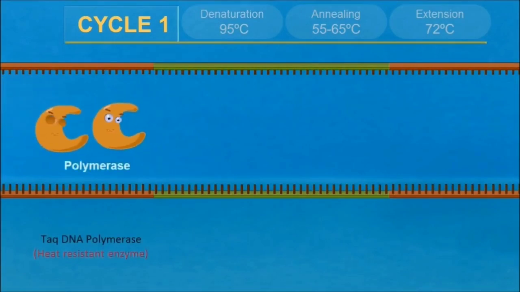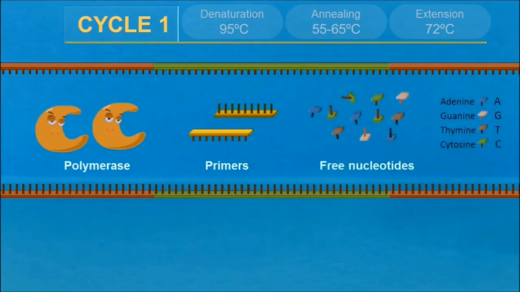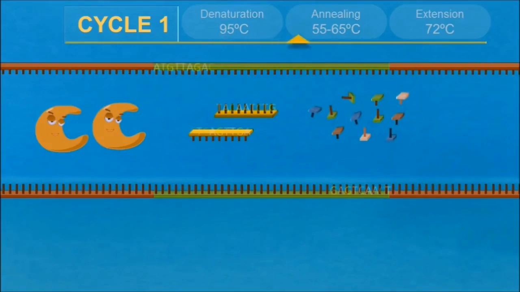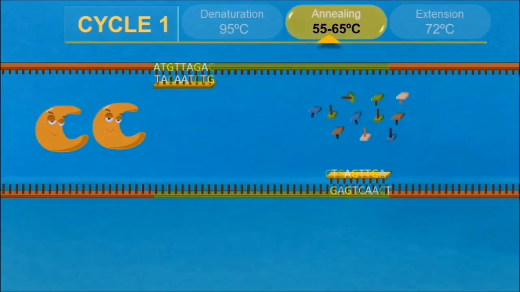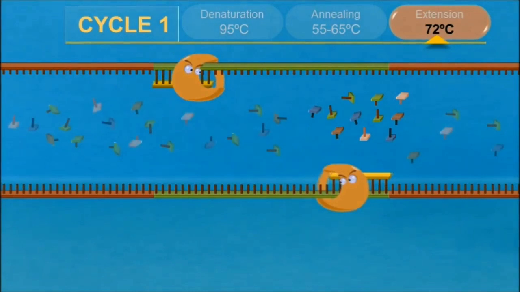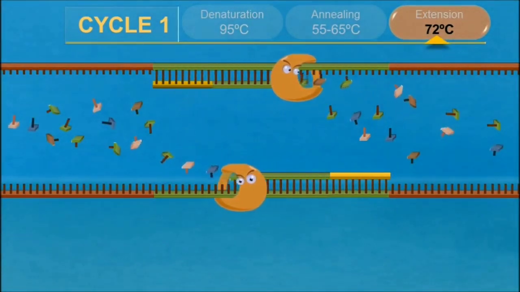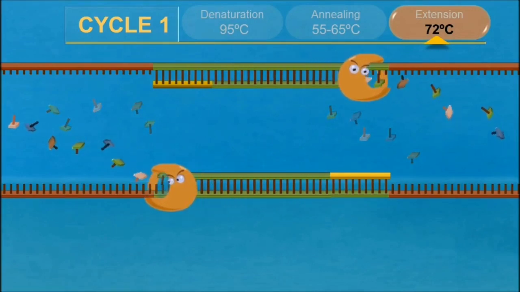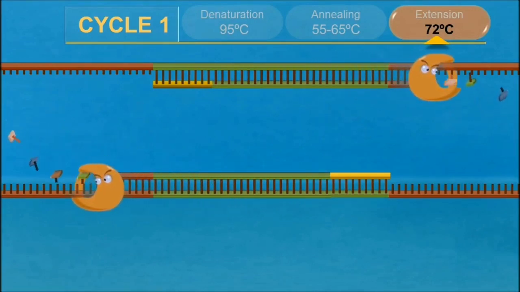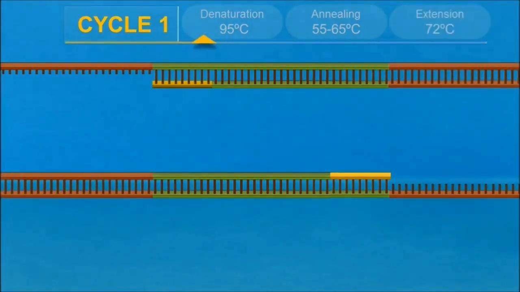We have already added the ingredients: the DNA polymerase, for example Taq polymerase, the primers, and the free nucleotides. These are the raw materials. Then the second step is the annealing step. In the annealing step, primers will get attached to each template. Then comes the extension, which is carried out at 72 degrees centigrade. The polymerase will read the template and keep on adding new nucleotides according to the sequence present on the template strand. So as you can see, from one molecule of DNA, two DNA molecules are formed.